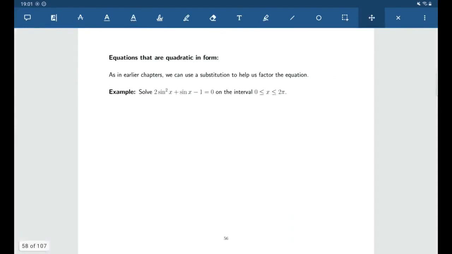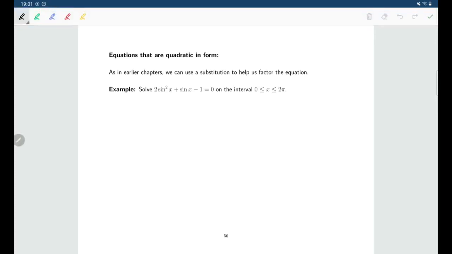All right, if you're looking at something where you've got not just a single trig function, there's a couple of things that you might see. One might be something that's actually quadratic in form, something like this: 2 sine squared x plus sine x minus 1 equals 0. If you were looking at this, you could say, if I replaced sine of x with u, then I would have 2u squared plus u minus 1 equals 0.